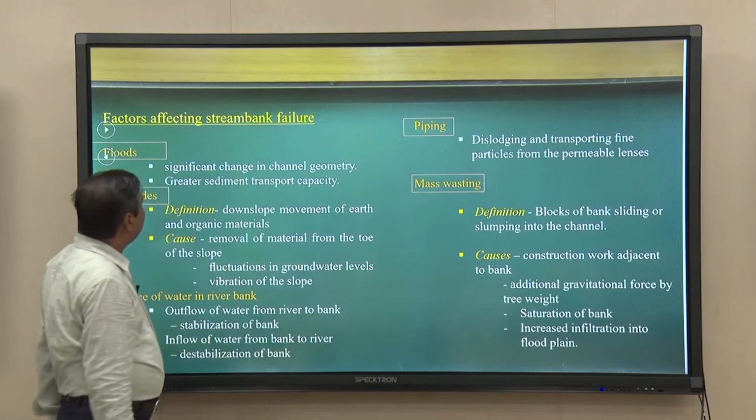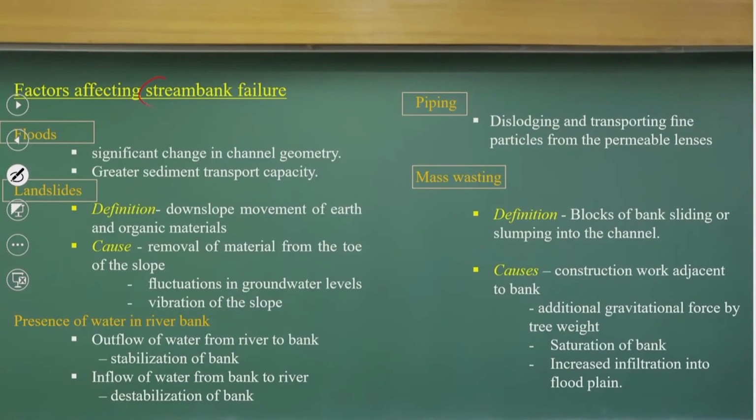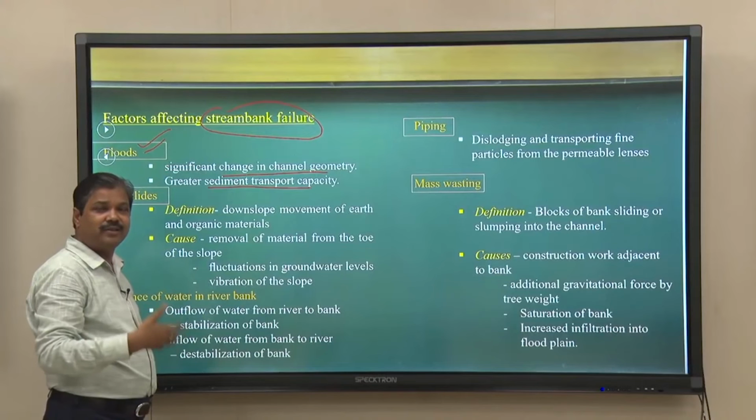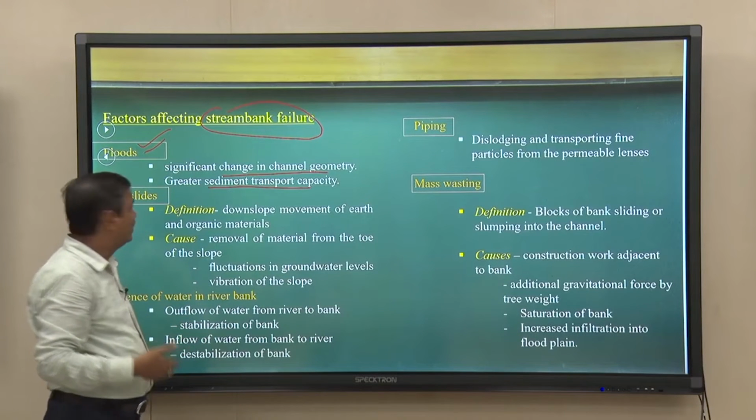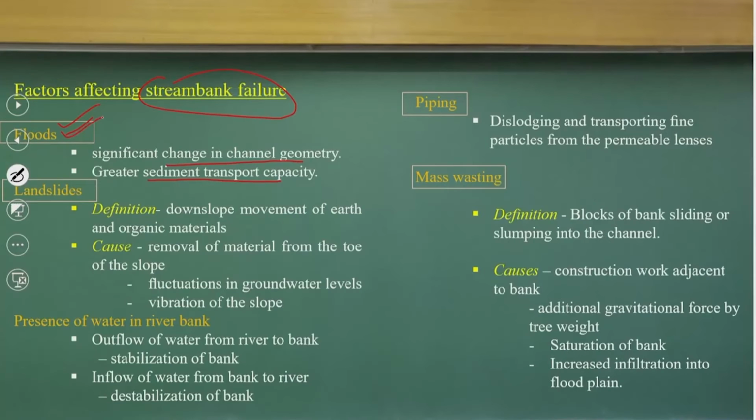Now, if you look at the factors affecting stream bank failure, as I discussed on river bank processes, we should significantly understand the floods. How significantly do they change the channel geometry? We should understand the sediment transport capacity during high flood events. That is the period when the bank erosion rate will be much higher. So, that is the reason we should understand the flood characteristics, which affect the channel geometry and also produce a higher order of sediment transport capacity.